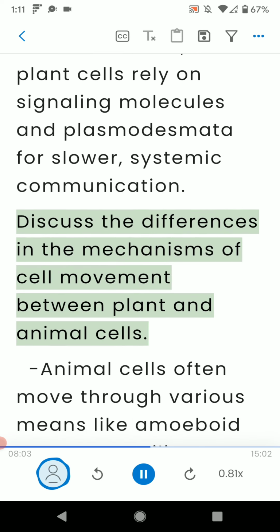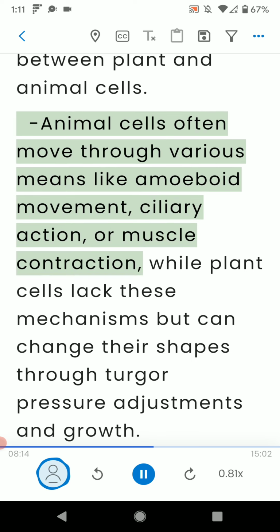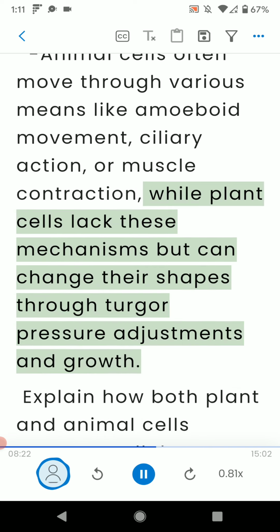Discuss the differences in the mechanisms of cell movement between plant and animal cells. Animal cells often move through various means like amoeboid movement, ciliary action, or muscle contraction, while plant cells lack these mechanisms but can change their shapes through turgor pressure adjustments and growth.